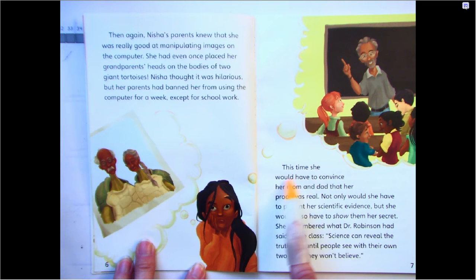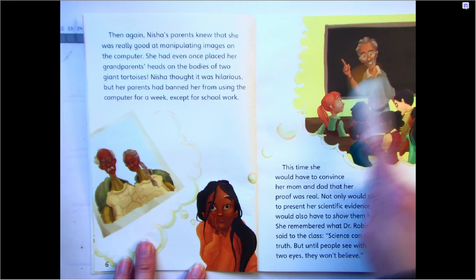This time, she would have to convince her mom and dad that her proof was real. Not only would she have to present her scientific evidence, but she would also have to show them her secret. She remembered what Dr. Robinson had said to the class. Science can reveal the truth, but until people see with their own 2 eyes, they won't believe.